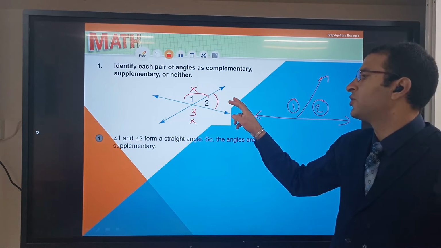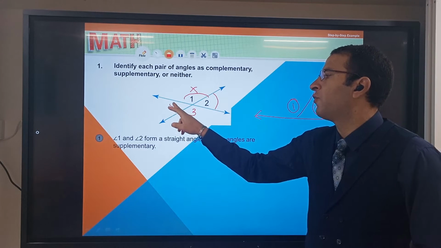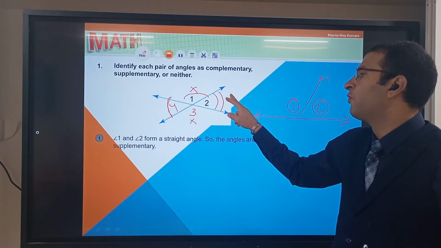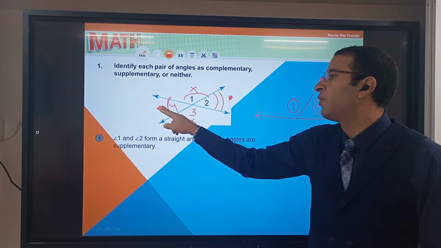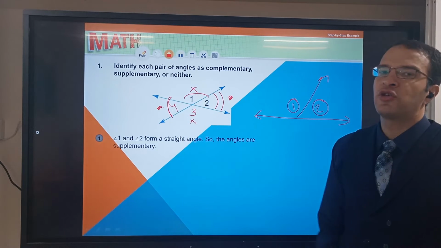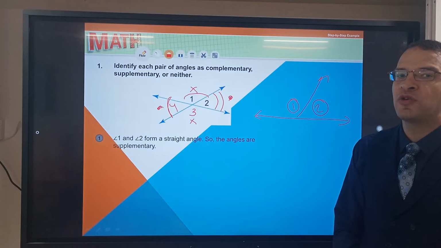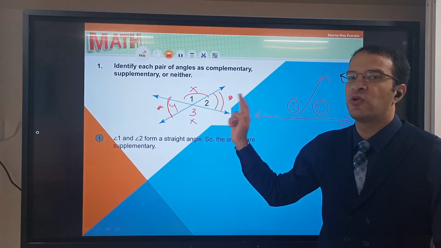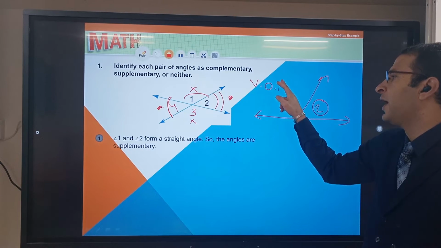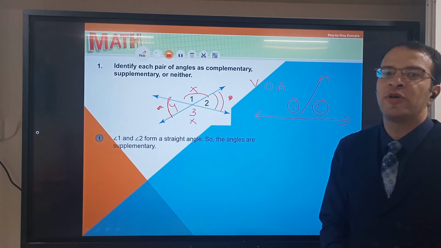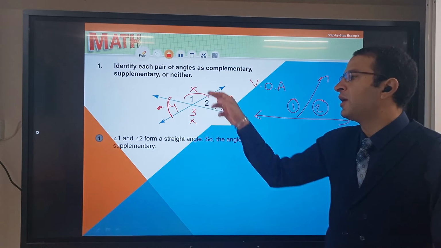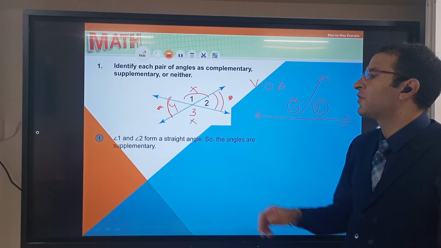It means that they are similar. And the measure of angle 2 is equal to the measure of angle 4. You can see that this angle and this angle are equally measured. Why is the measure of angle 2 equal to the measure of angle 4? They are equally measured, so they are congruent because they are vertically opposite angles, VOA. Here the measure of angle 1 is equal to the measure of angle 3, for the same reason, vertically opposite angles.